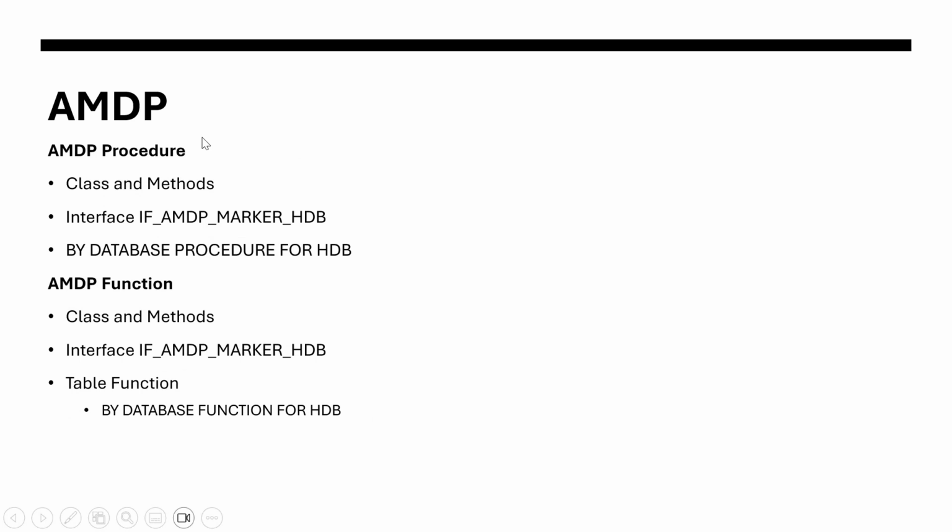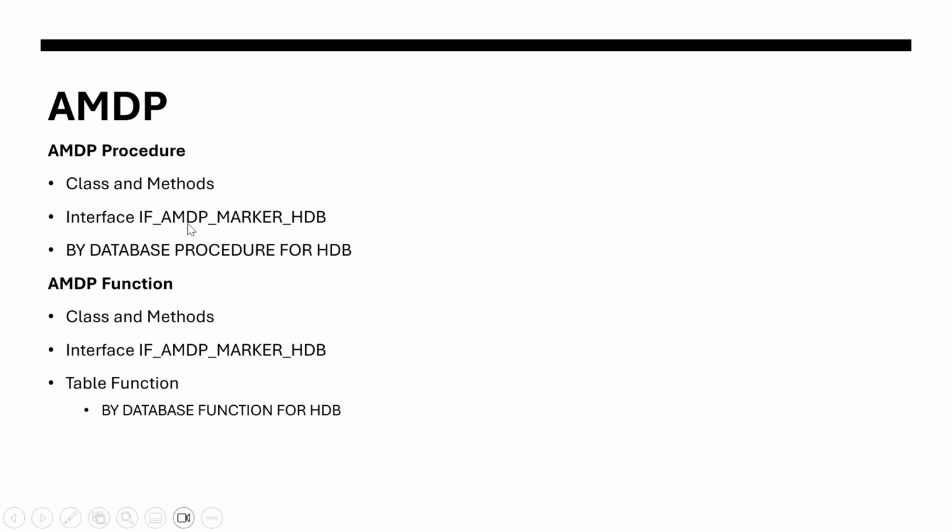In AMDP, we have two types. One is the AMDP procedure and the next one is the AMDP function. First, coming to the AMDP procedure. This contains a class and methods, so we will be implementing a class and method the same way we do in the GUI, but it will have an extra interface, which is IF_AMDP_MARKER_HDB. This interface will tell you that it is an AMDP related class.